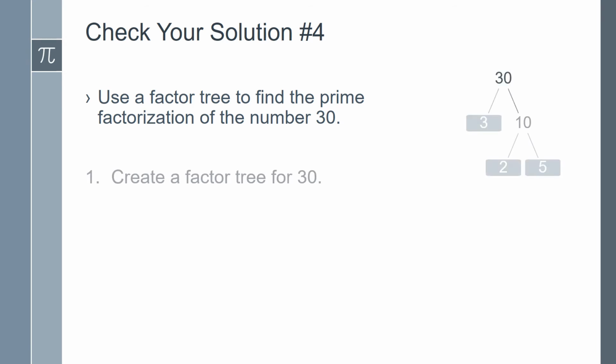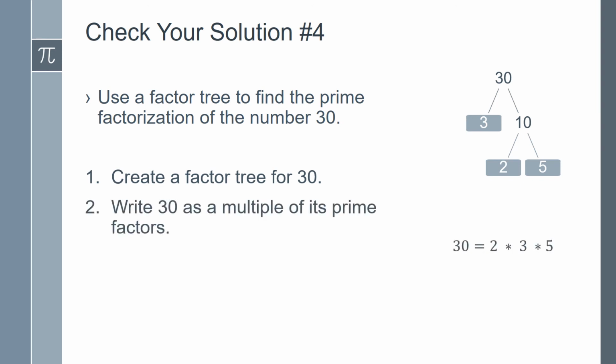The first step is to find the factor tree for 30. I used the factor pair 3 times 10, and I circled 3 because it's prime, and then I broke 10 into 2 times 5, which are both prime. Next, we write 30 as a multiple of its prime factors. 30 equals 2 times 3 times 5. This is the prime factorization of 30, so we're done.